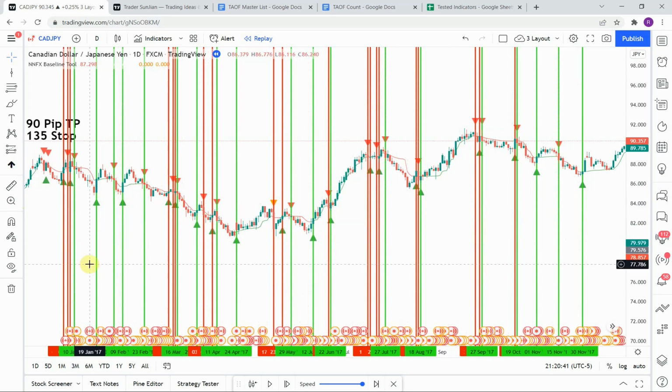And we have 1, 2, 3, 4, 5, 6, 7, 8, 9, 10, 11, 12, 13, 14, 15, 16, 17, 18, and 19 winning trades. And so that is not going to meet the 60% criteria.